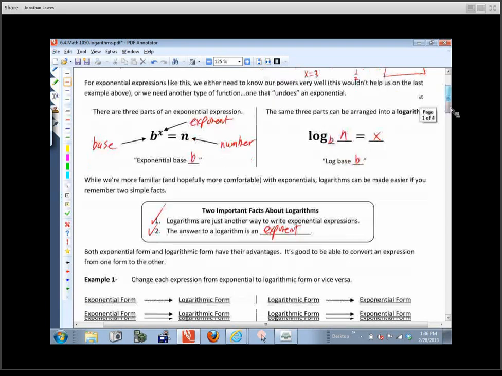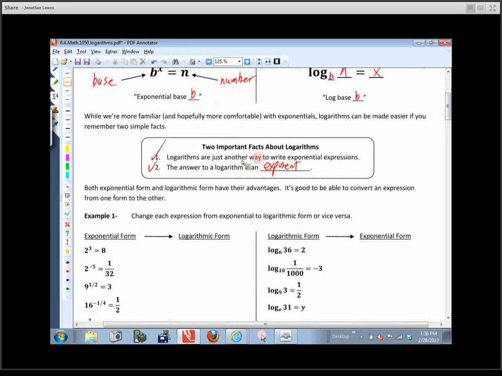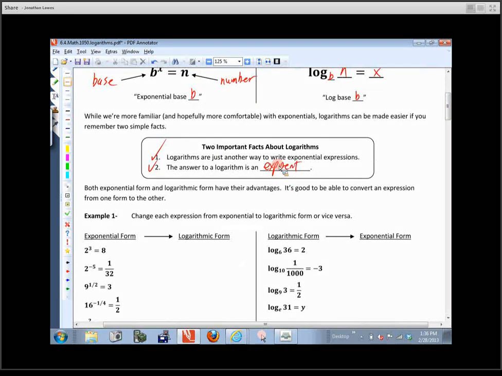Again, here are the two things that you want to remember. Logarithms are just a different way to write exponential expressions. And the answer to a logarithm is an exponent.